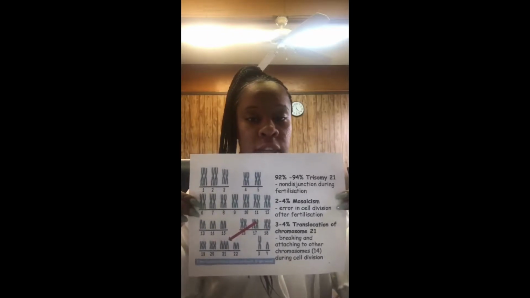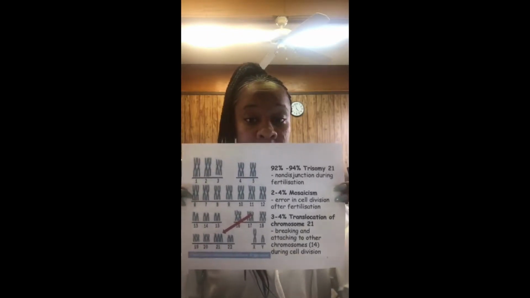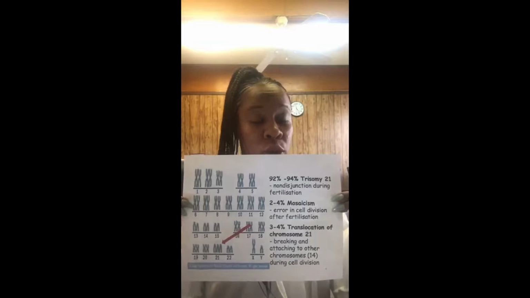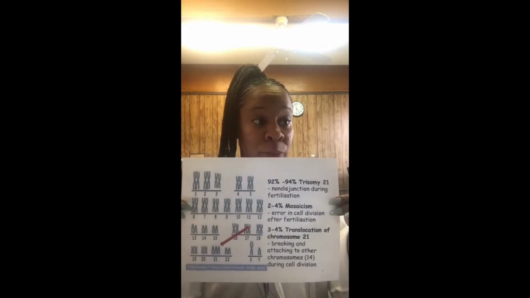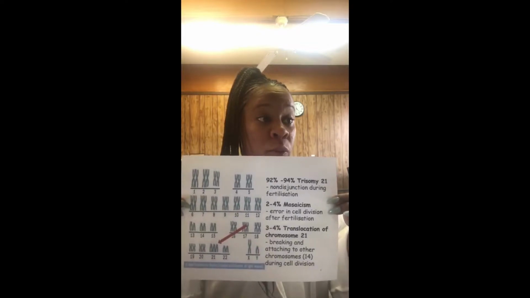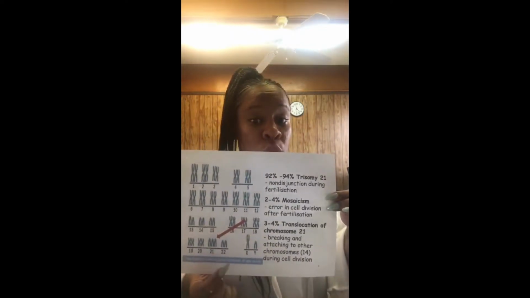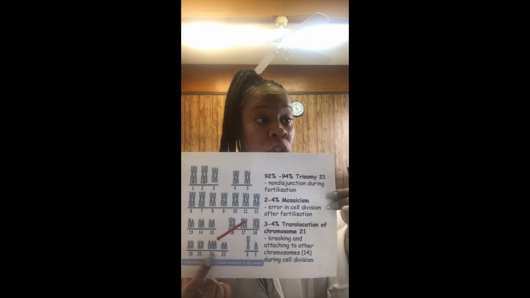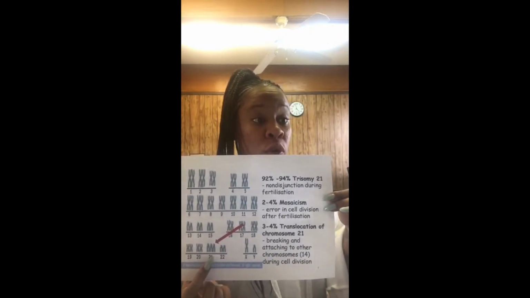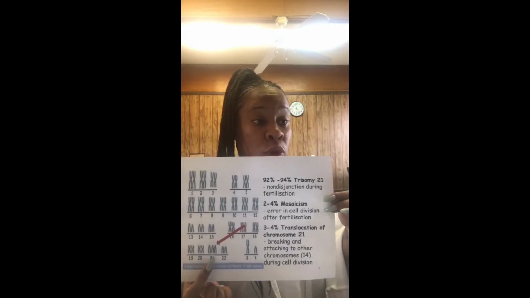So, okay, here's where things go wrong. In this example here, as I told you before, normally each cell contains 23 chromosomes inherited from each parent. Now, a person with Down syndrome has an additional chromosome, which will be chromosome 21. So now you have 3 chromosomes instead of 2 on chromosome 21.